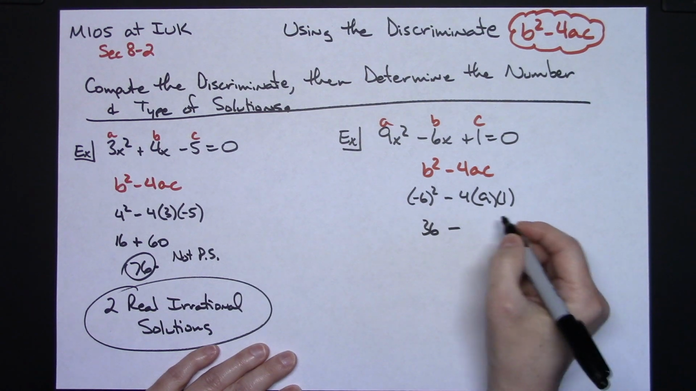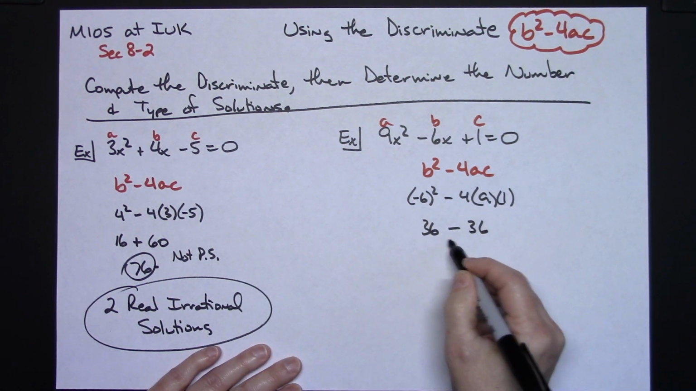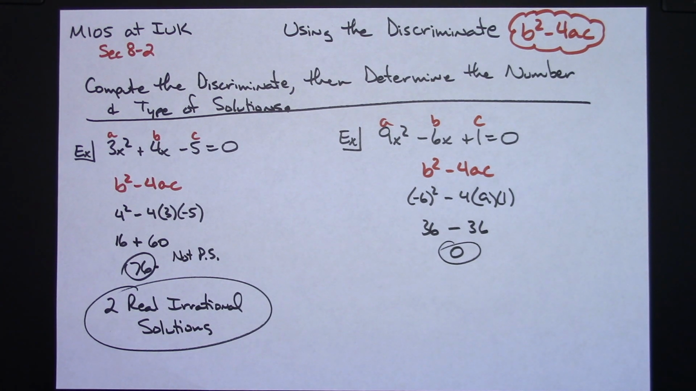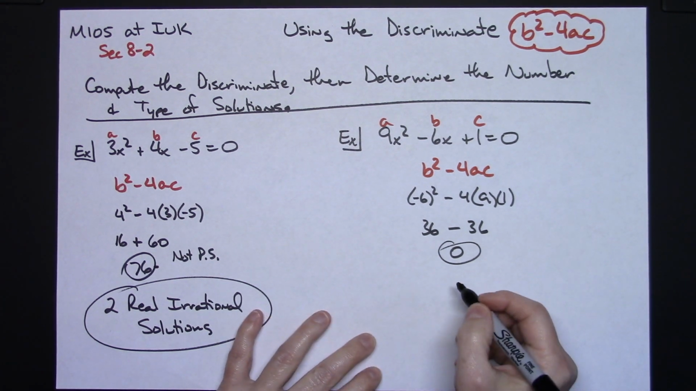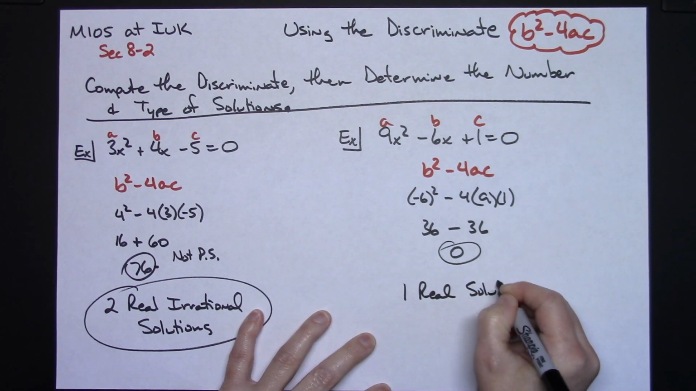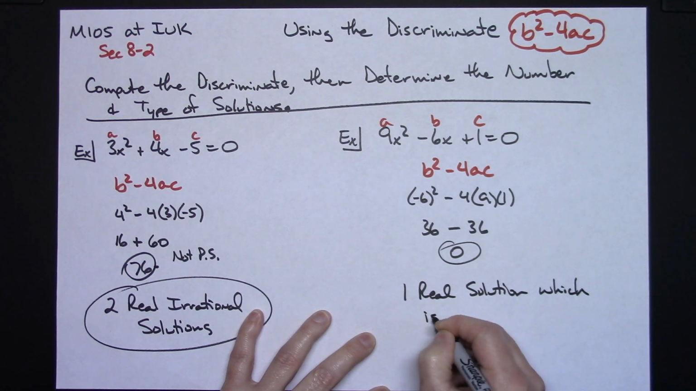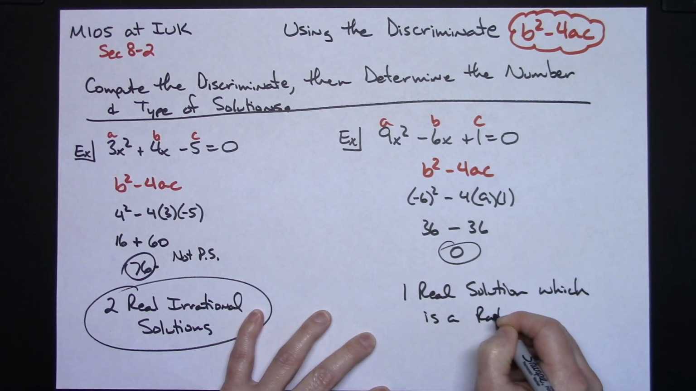9 times 1 times 4 is going to give me a 36, so 36 minus 36 is equal to 0. So again, when it is equal to 0, then you have one real solution, and it is a rational number. So one real solution, which is a rational number.